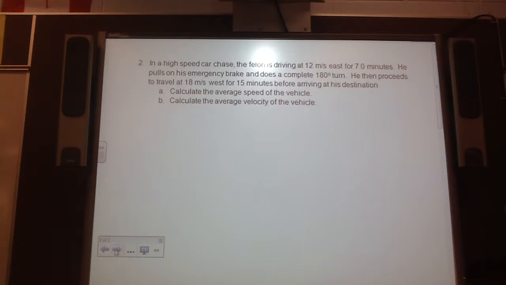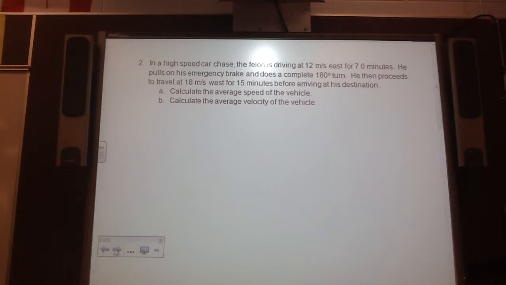So in a high-speed car chase, the felon is driving at 12 meters per second for 7 minutes. He pulls on his emergency brake and does a complete 180. He then proceeds to travel at 18 meters per second west for 15 minutes before arriving at his destination. Calculate the average speed and then calculate the average velocity.